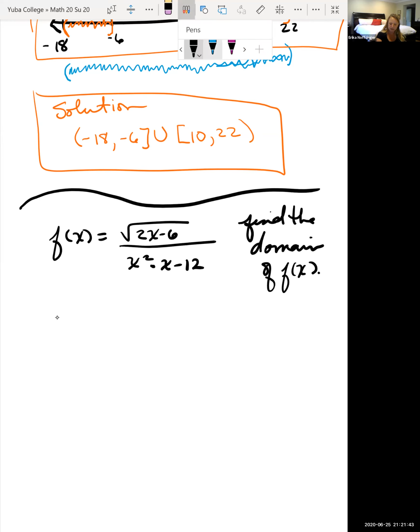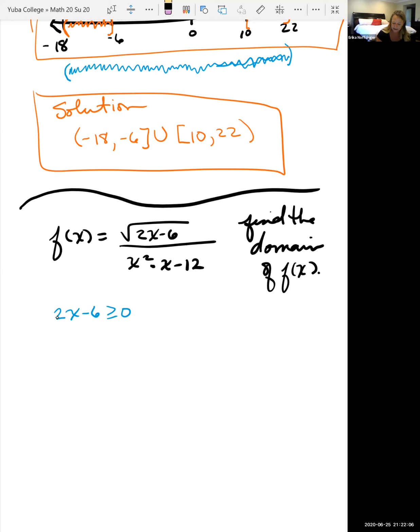And so there's two pieces in here we have to worry about. We can't have what's underneath the radical be negative. So we need 2x minus 6 has to be bigger than or equal to 0. I'm okay to have the square root of 0 as long as it's in the numerator and not the denominator.